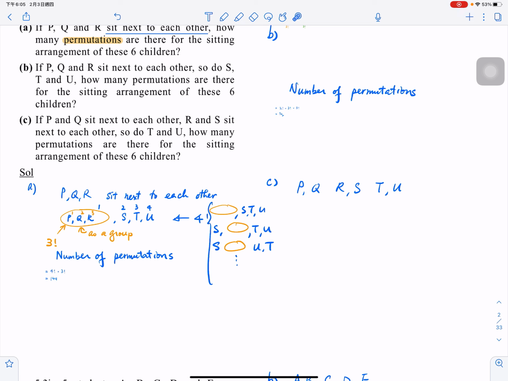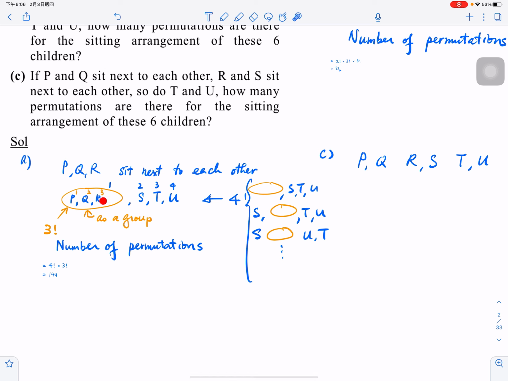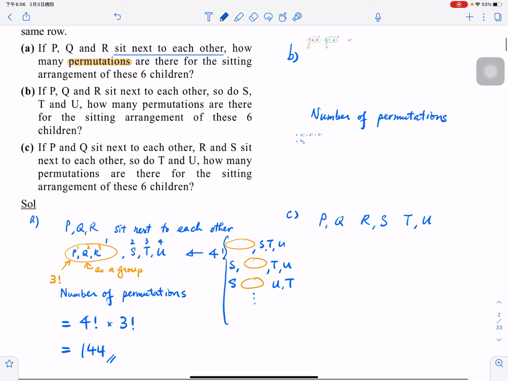So besides this one, STU and this group can have this permutation 4 factorial. PQR also can rearrange. So here we have 3 factorial in this group, because 3 items inside this group. So at the end, what is the number of permutation? The number of permutation is 4 factorial times 3 factorial. So this is the number of permutation for question A.